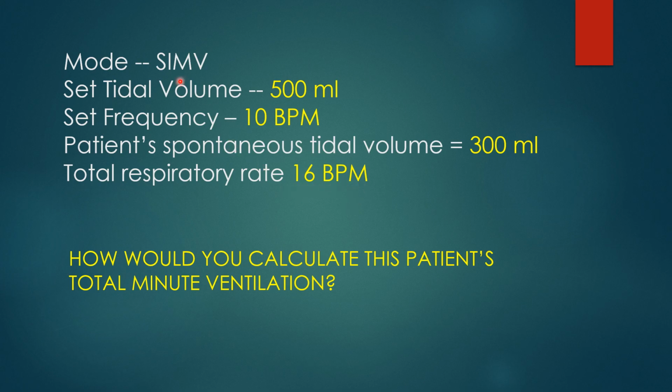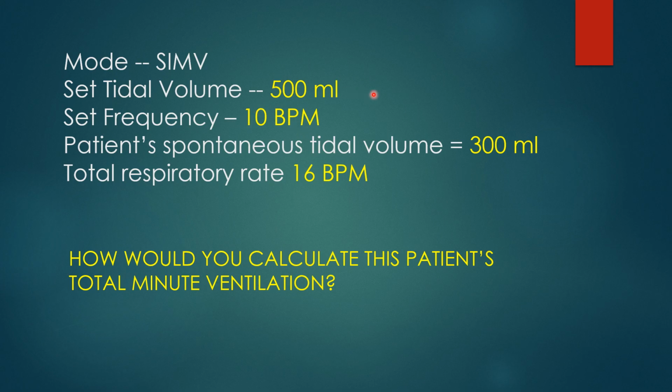Well, we know that 10 of those breaths are going to deliver a 500 tidal volume, and by watching the exhale tidal volume we can tell his spontaneous breaths are smaller, and they most often are going to be smaller, the spontaneous breaths. And so we see on our ventilator that this patient is breathing spontaneously 300 milliliter tidal volume. So since his total respiratory rate is 16, 10 are coming from the machine. That means 6 must be coming from the patient. So now how would you calculate his total minute ventilation?